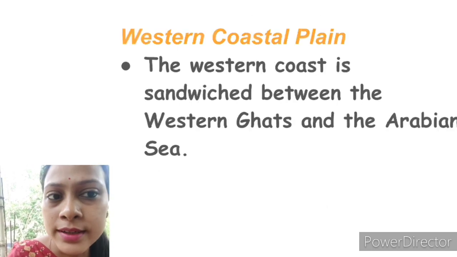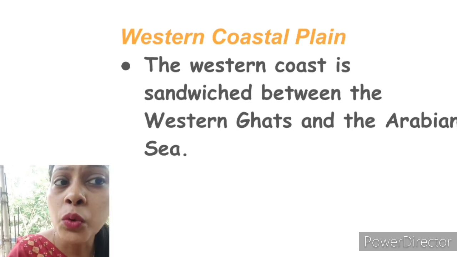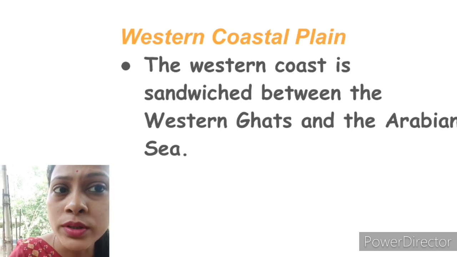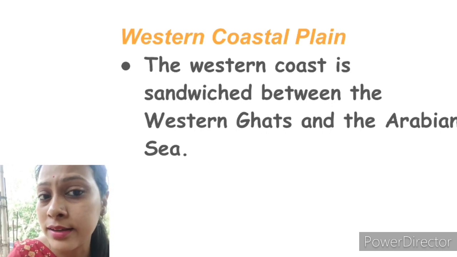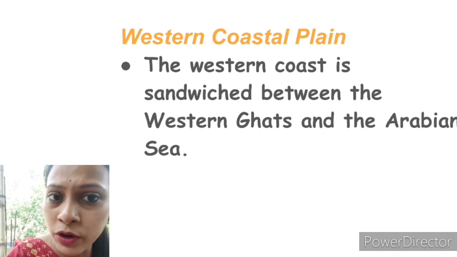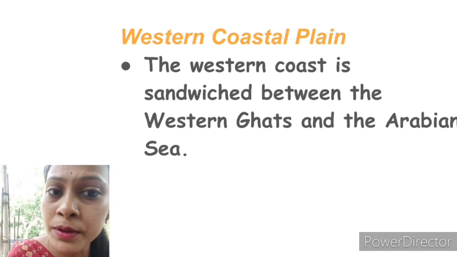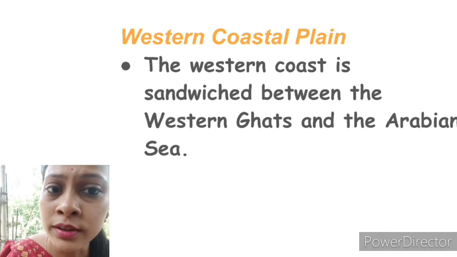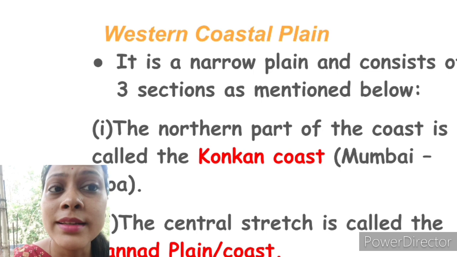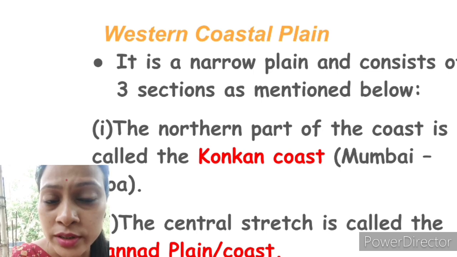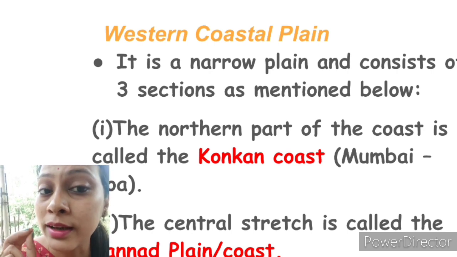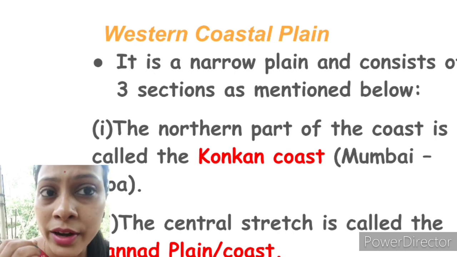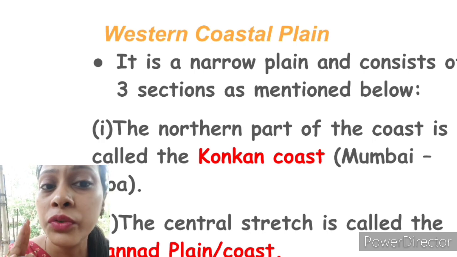Okay. Now next is Western Coastal Plain. The Western Coastal Plain is sandwiched between the Western Ghats and the Arabian Sea, like the Eastern Coastal Plain, which lies between the Eastern Ghats and the Bay of Bengal. It is a narrow plain, which we already learned before. Even the Western Ghats are narrow, and similarly the Western Coastal Plains are also narrow. It has been divided into 3 sections.